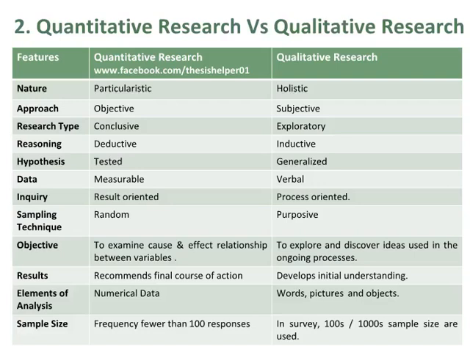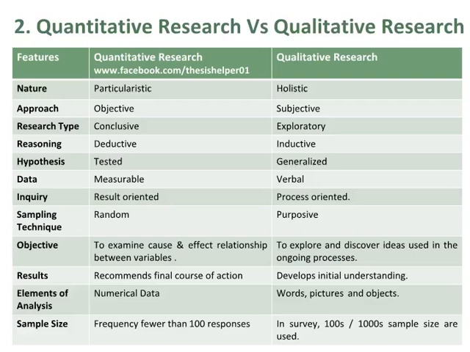Inquiry in quantitative research is result-oriented, while inquiry in qualitative research is process-oriented. The sampling technique in quantitative research is random, while the sampling technique in qualitative research is purposive. The objective of quantitative research is to examine the cause and effect relationship between variables, while the objective of qualitative research is to explore and discover ideas used in the ongoing processes.